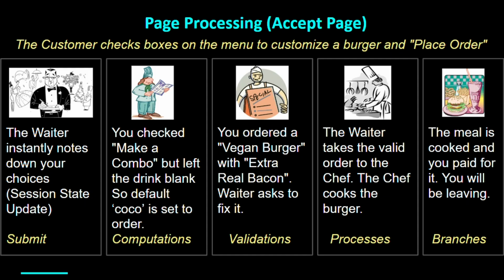Once you fix it and submit, the order passes the checkpoints and now the process begins. The waiter takes the valid order to the chef, who cooks the burger, you eat and you pay your bill. This updates the kitchen inventory and charges your card, simulating DML database processing. Finally, we hit the branch. Now the meal is done and paid for. You leave the restaurant and head home, transitioning to a brand new location.